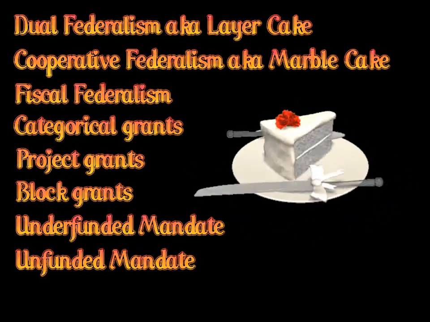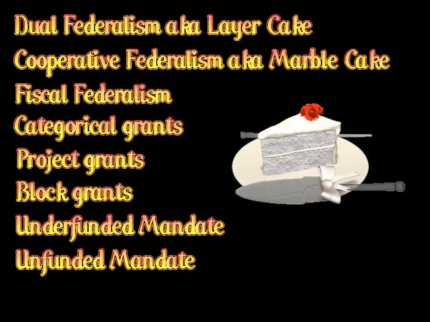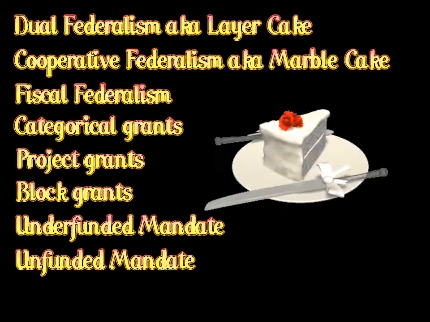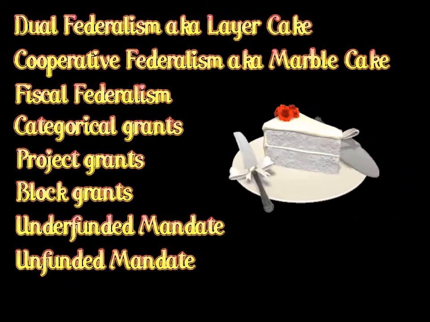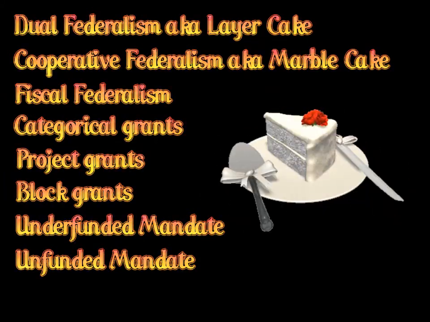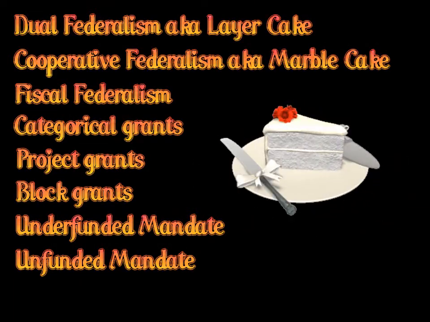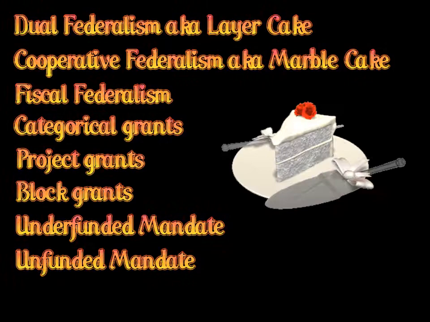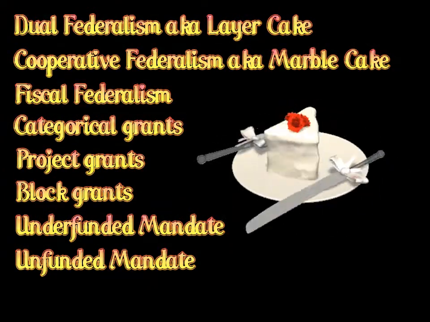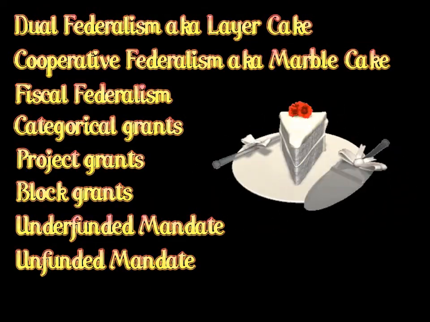How we run it today, though, is with cooperative federalism. That is our favorite cake, marble cake. This is where everything is just kind of blurred together. You get so many different things going on, and sometimes you can't even tell who's doing what because things are kind of mixed together. Fiscal federalism, no cake, but that deals with spending and taxing and how states receive money, and that is through grants and aid in the federal system of government.